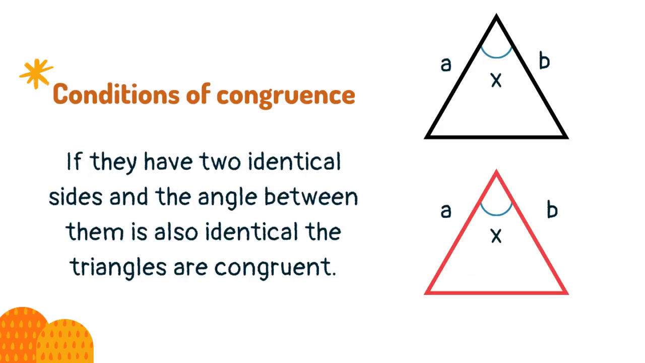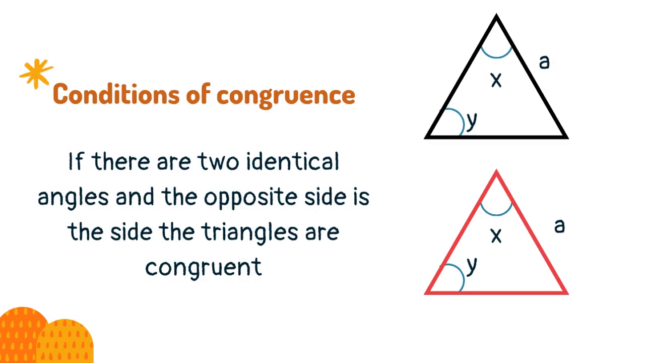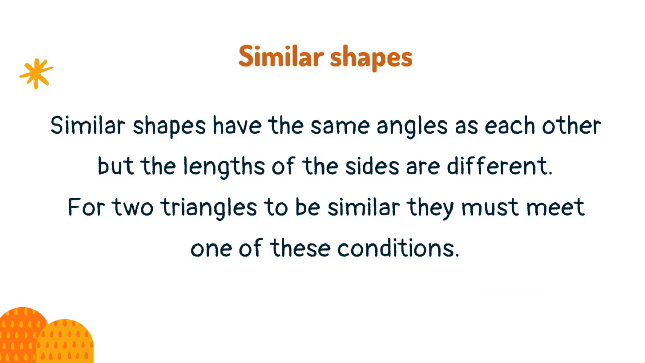Another condition is that if they have two identical sides, and the angle between them is also identical, the triangles are congruent. Another is that if there are two identical angles, and the opposite side is the same, the triangles are congruent. Similar shapes have the same angles as each other, but the lengths of the sides are different.